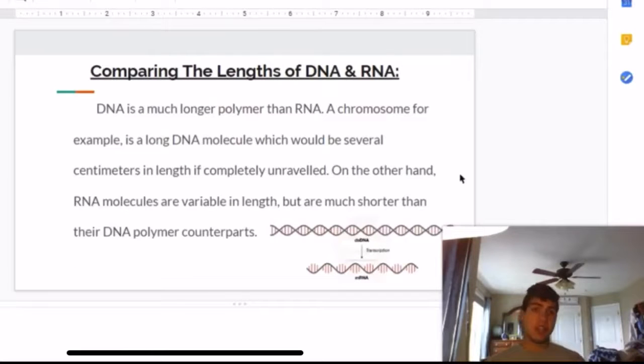Comparing the lengths of DNA and RNA. DNA is a much longer polymer than RNA. A chromosome, for example, is a long DNA molecule, which would be several centimeters in length if completely unraveled. On the other hand, RNA molecules are variable in length, but are much shorter than their DNA polymer counterparts.